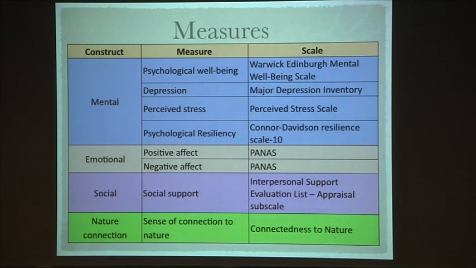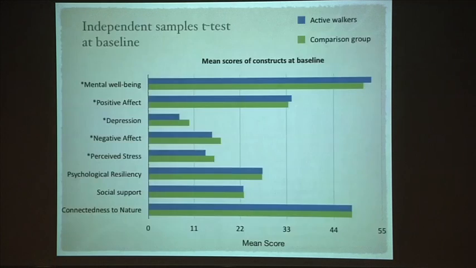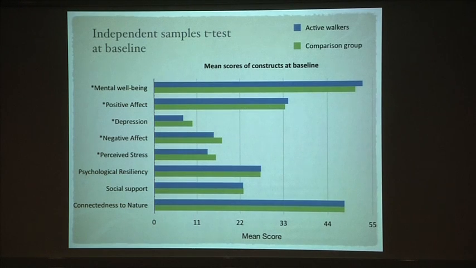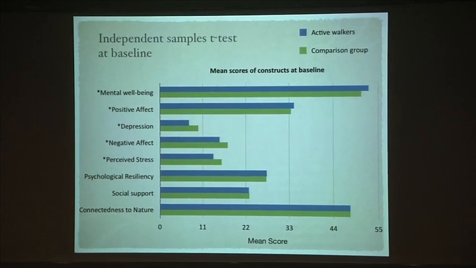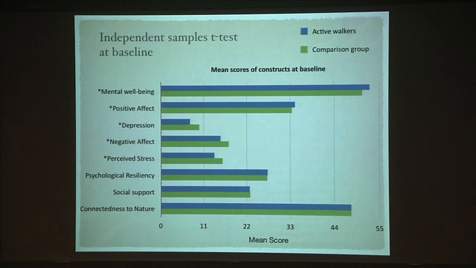In addition, the questionnaire included 3 covariates, which are psychological resiliency, social support, and connection to nature. These covariates were included because they could be things that would influence those dependent variables. So to answer the first research question on whether or not people who take part in Walking for Health have better mental and emotional well-being than individuals that don't, I conducted an independent samples t-test at the baseline data. This graph here shows you on the left-hand side, you have all of the variables that were tested. The first 5 are the dependent variables, and then the last 3 are the covariates. And then the bars show you the mean scores of active walkers in blue and the comparison group in green.